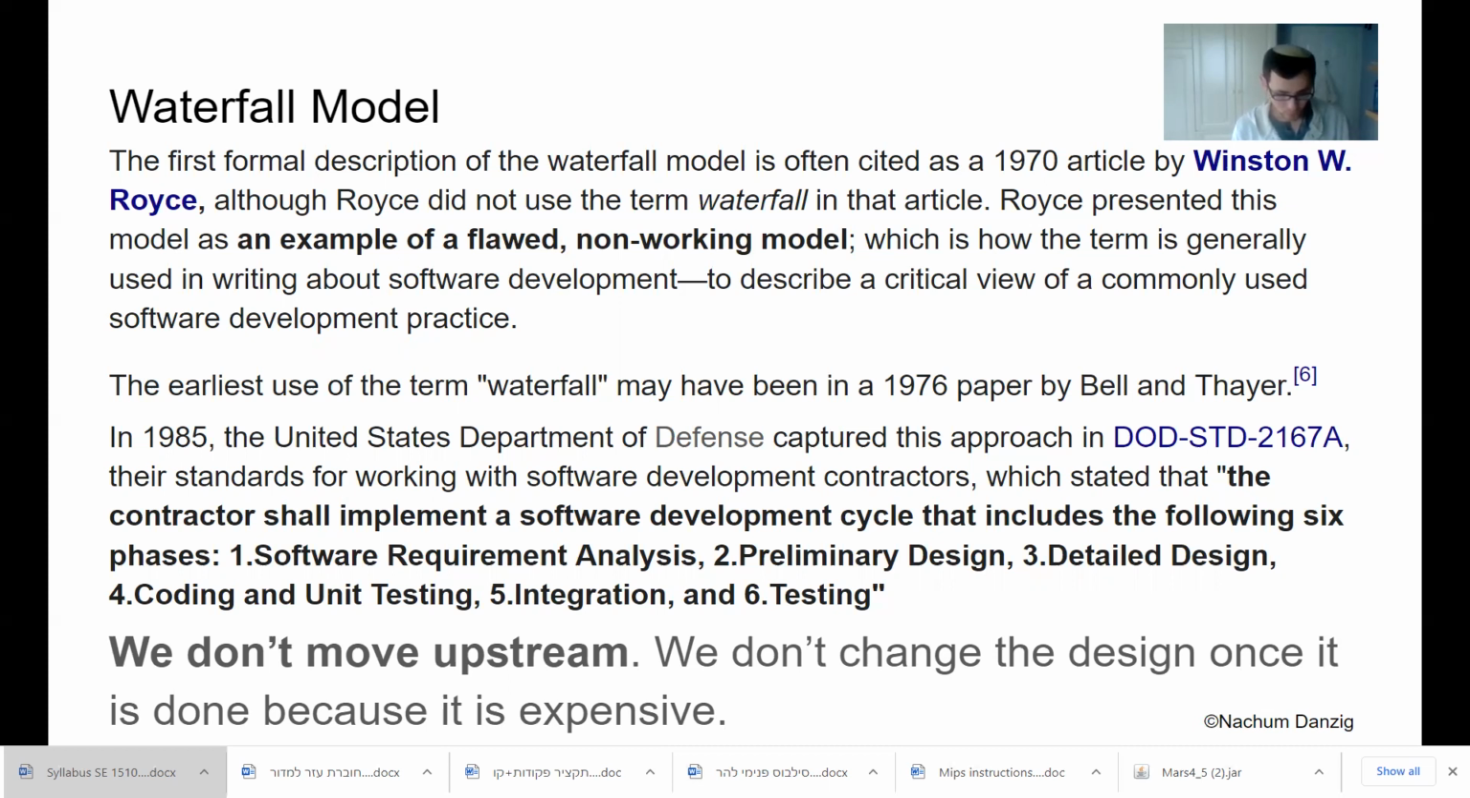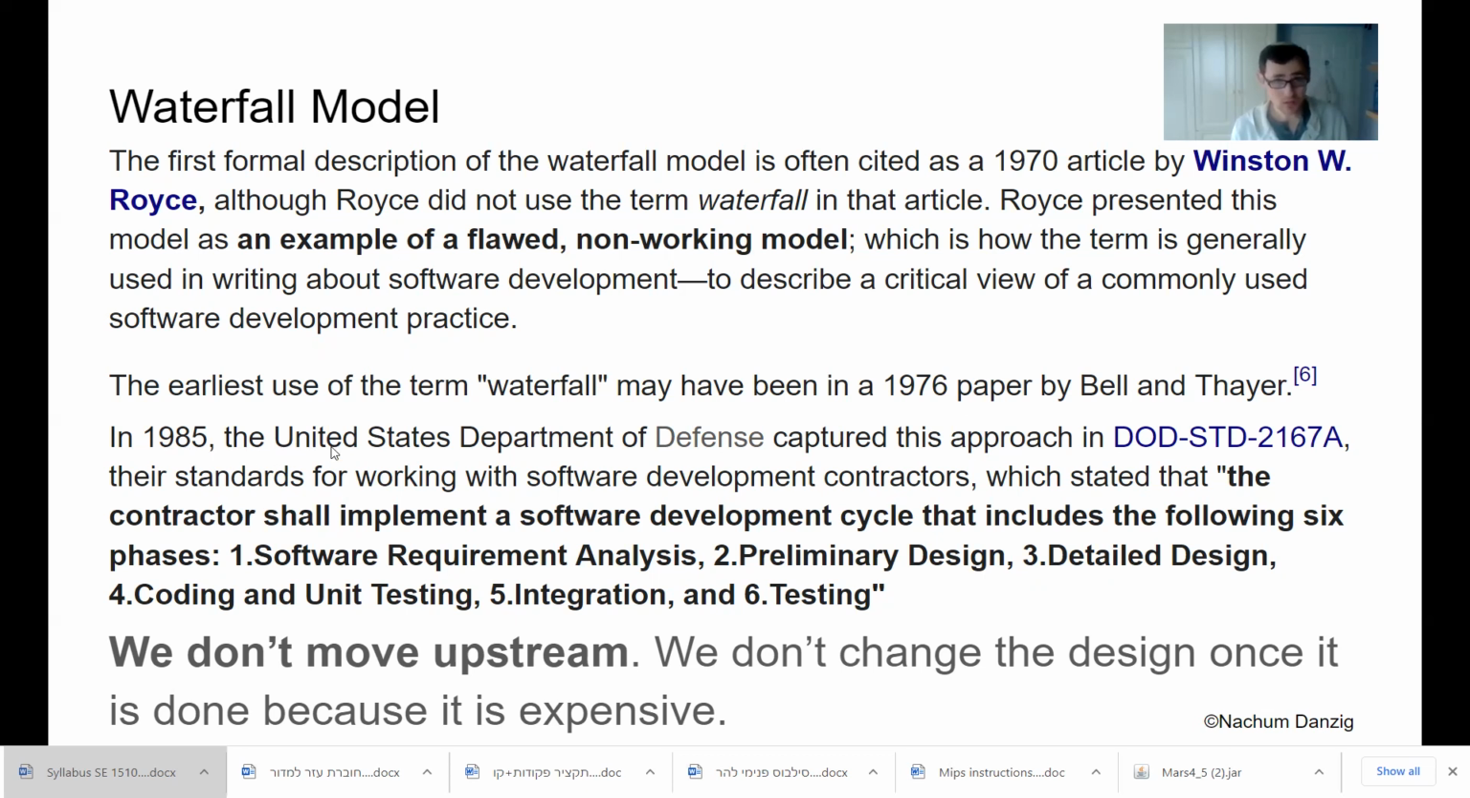So that's called a waterfall, because you can't go back to the top and say, wait a second, let's add a feature, let's change the design. No, you finish the design stage, you're never going to revisit the design stage again. So this is called waterfall, and it's an example of a flawed non-working model, which is how the term is generally used. The earliest use of the term waterfall may have been a 1976 paper.